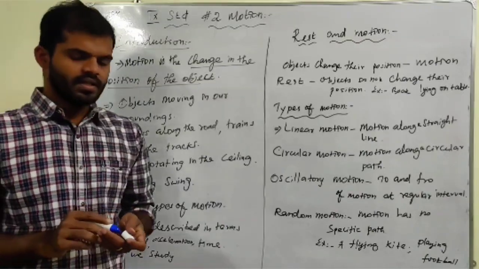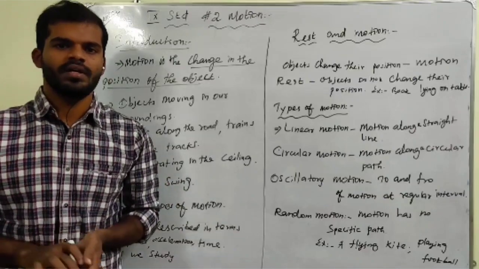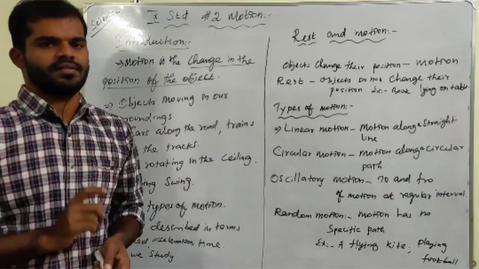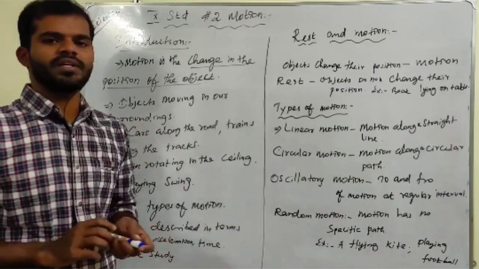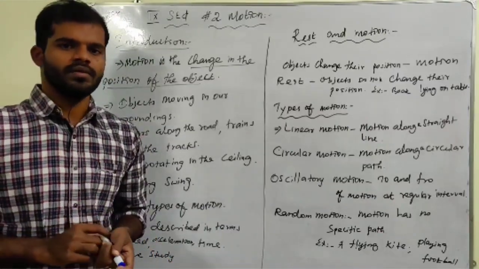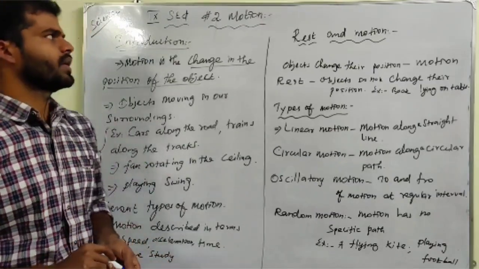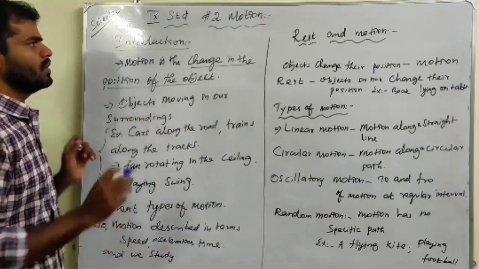So anything that you see in the universe is actually in motion, because Earth is moving around the sun. So even though an object is at rest, that object is also moving because Earth is moving around the sun. Okay, so we are going to discuss motion.